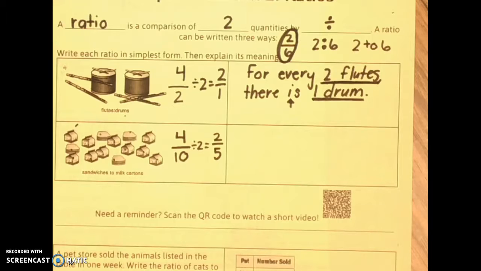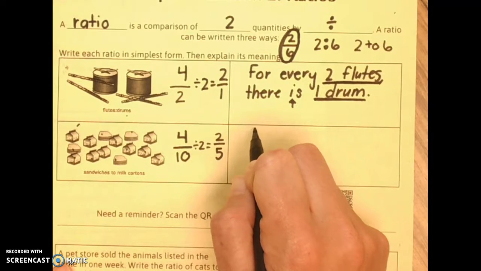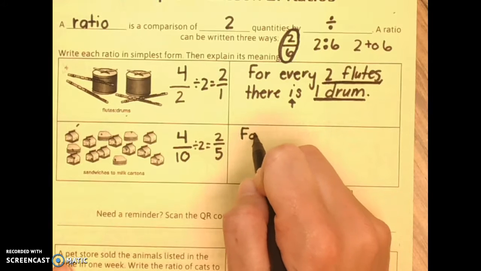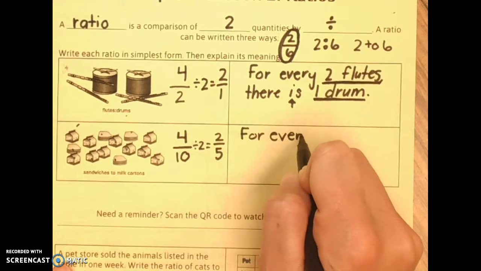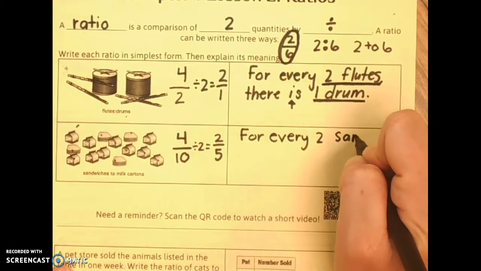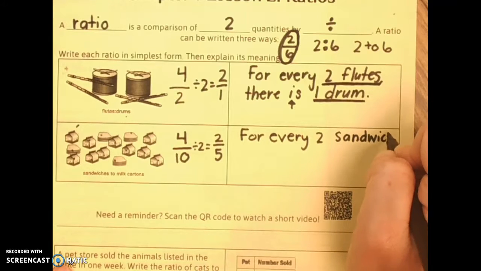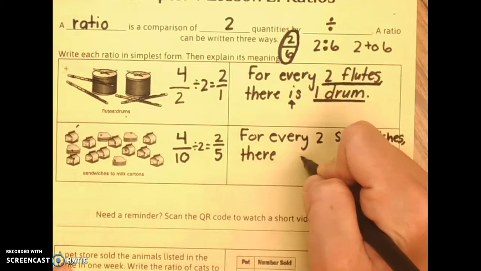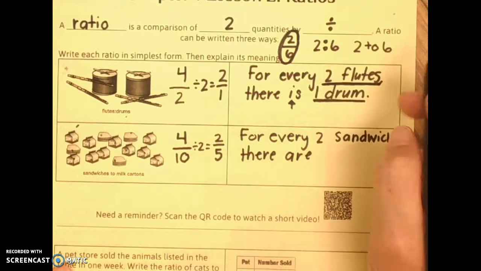2/5. Does anyone think they know how to explain the meaning of that one? Hayden. Good. For every two sandwiches, there are five milk cartons. Why did we have to do sandwiches first? It told us to. And look, she even changed the is to are because there was more than one.